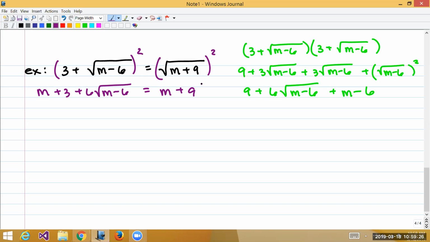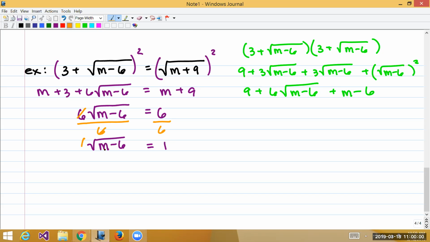We have a radical sign again, so we need to go ahead and isolate that. So we'll subtract the m from both sides, which will just end up canceling out the m's. And if I subtract 3 from both sides, I am left with 6 times the square root of m minus 6 equals 6. So we can go ahead and divide both sides by 6 to isolate here. And we're left with the square root of m minus 6 equals 1.